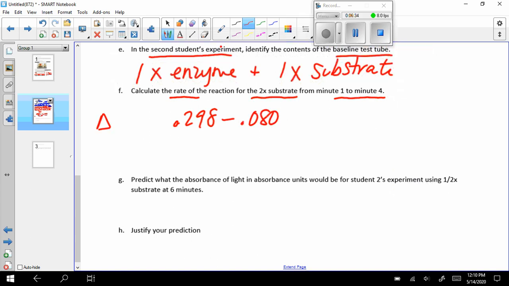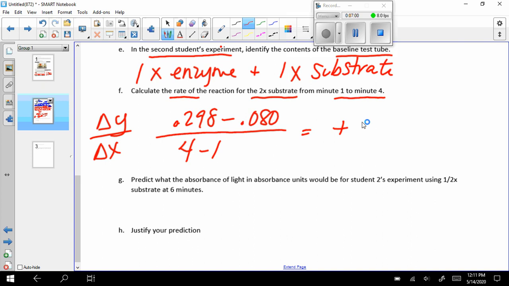Okay, so the rate is equal to the change in Y over the change in X. And so this absorbance would be my Y. It changed by this much, from 4 minutes minus 1 minute. It's definitely going to be a positive answer because the amount of absorbance increased. So let me just grab a calculator quick.